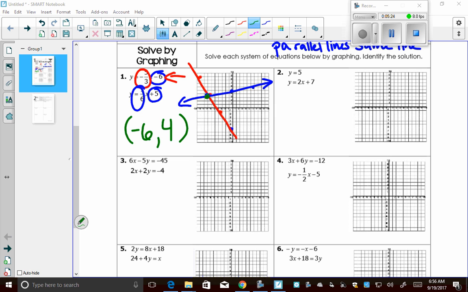Now, with number 2, when I have y equals 5, that means I'm going to have a horizontal line. That means it's going to be just a straight line that goes all the way across at 5. So I got to count up to 5. 1, which is right here. I want to just draw a straight line all the way across. And then my other equation is 2x plus 7. So I'm going to put a point at 7, which is here.